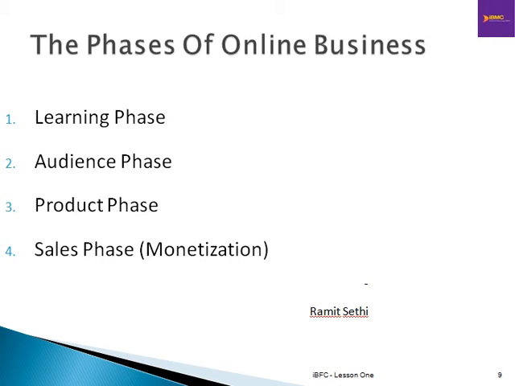The content phase, you can see, is the product phase in Ramit's model. And then number 5 is the customers phase. The customers phase, you can see that it coincides with the sales phase in Ramit's model. So it's basically the same thing. While one has 5 phases, one has 4 phases. But this is the simplified version: the learning phase, the audience phase, the product phase, and the sales phase, sometimes called the monetization phase.